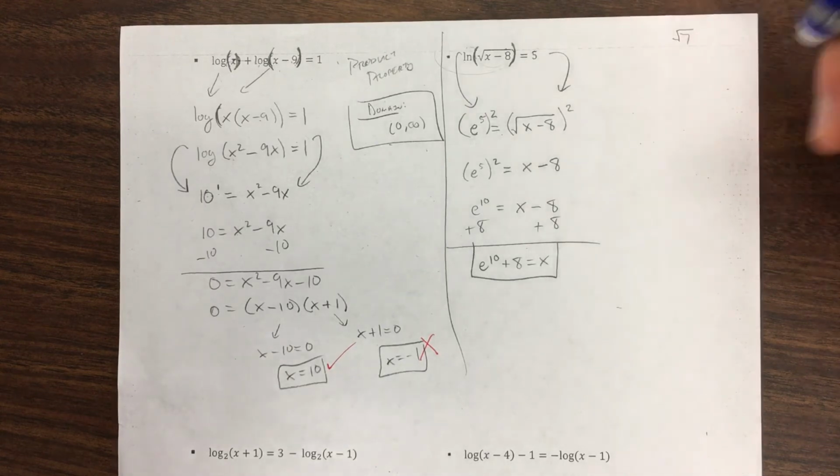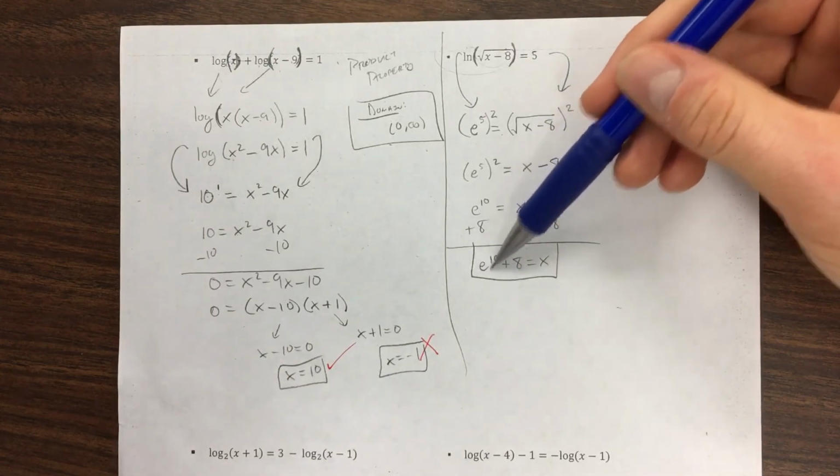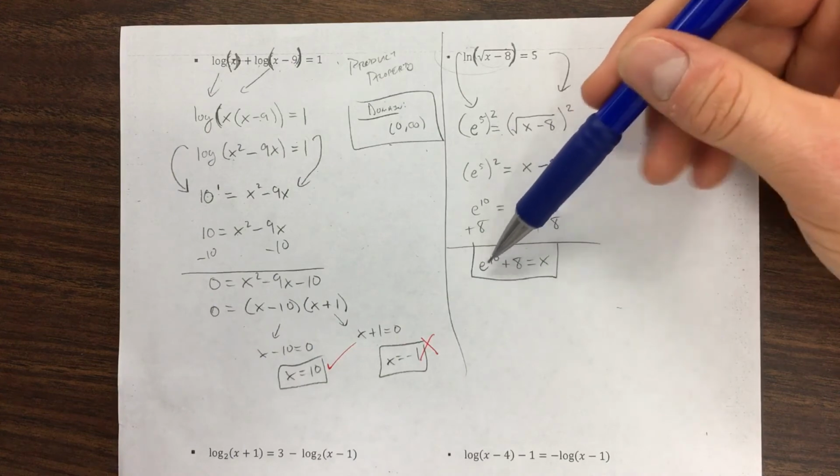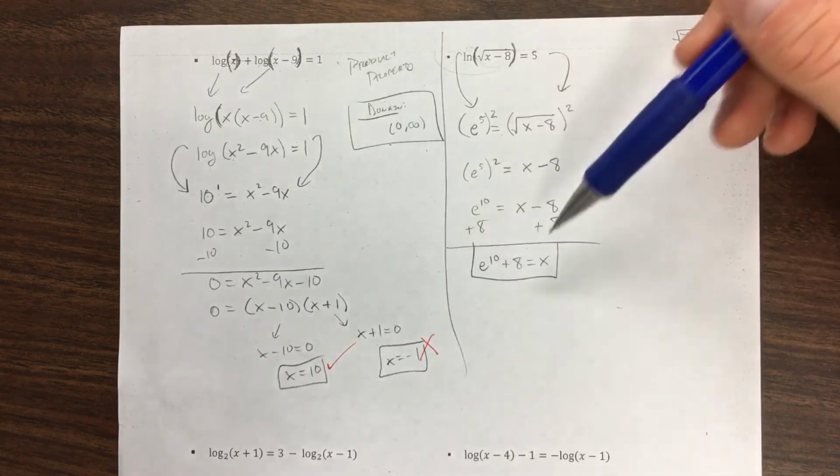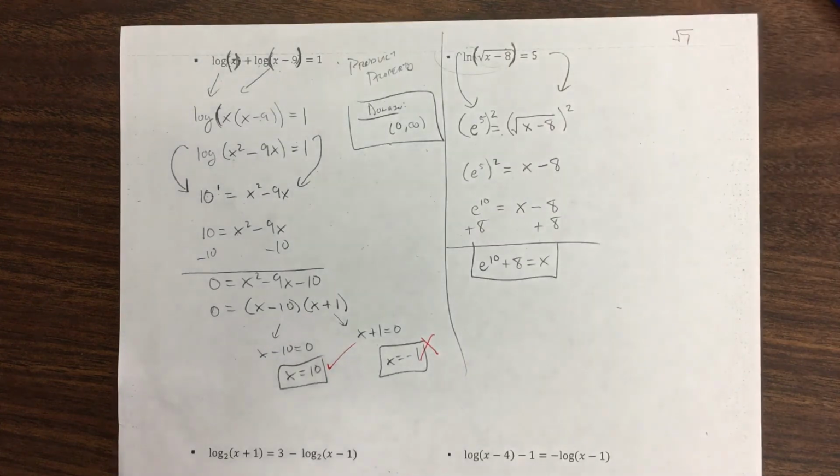Now we can say this with confidence because e to the 10th, e is a positive value, so if I raise it to any power, it's going to be positive. Positive value plus a positive value, that works. This is a solution.